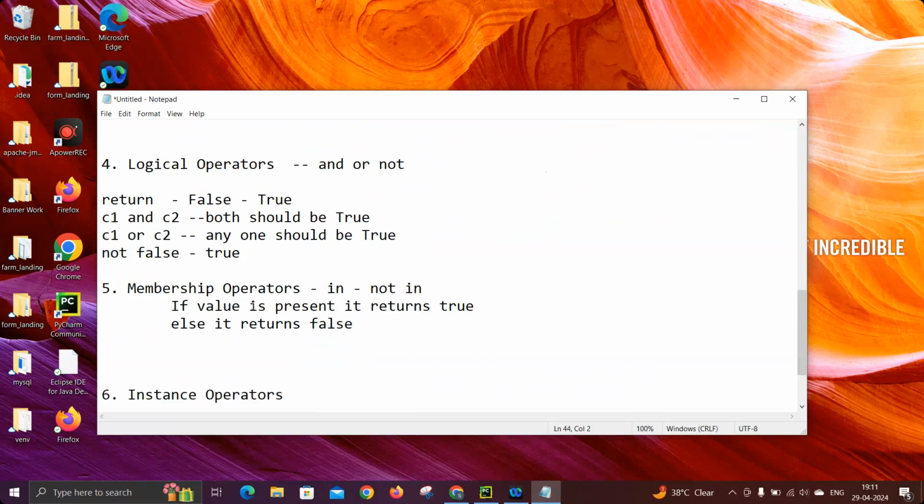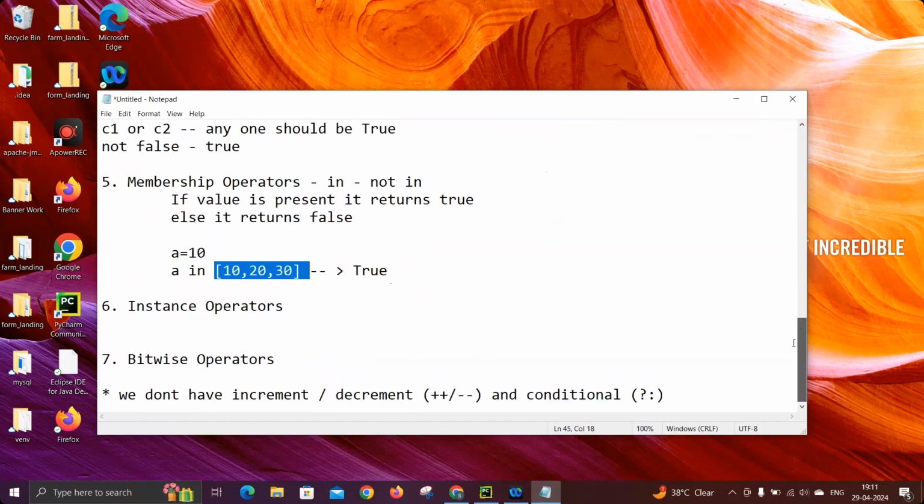For example, there is a equal to 10. Assume I'm writing a in 10, 20, 30. What does it return? It returns true, because the value of a here is 10. It's asking whether 10 is in this particular array or not. Yes, it is there, so it returns true. Likewise the membership operators will be used, and the in operator is mostly used in for loops. I will explain the for loop execution and looping statements in detail later.